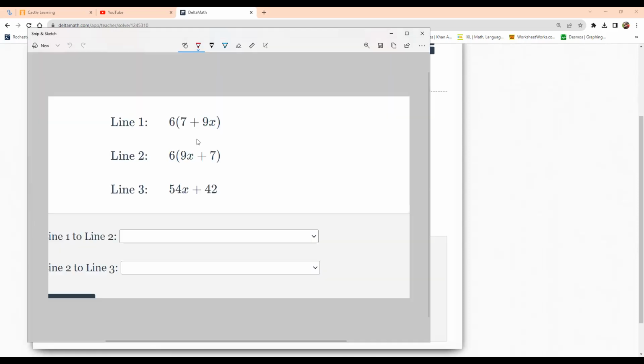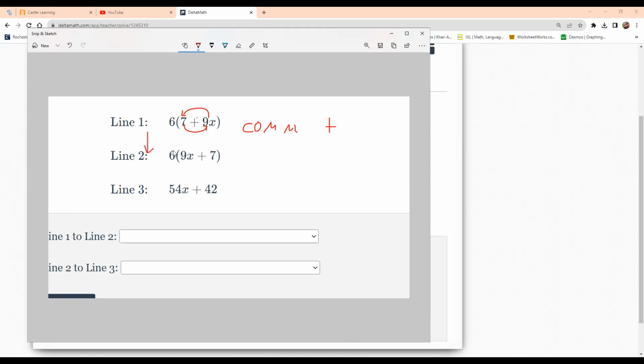All right, so what happened? Again, the 7 took the place of the 9x, and the 9x took the place of the 7. So they commuted. They changed places. And we're commuting around the plus symbol. So this is the commutative property of addition. And going from line 1 to line 2, that's what we did.